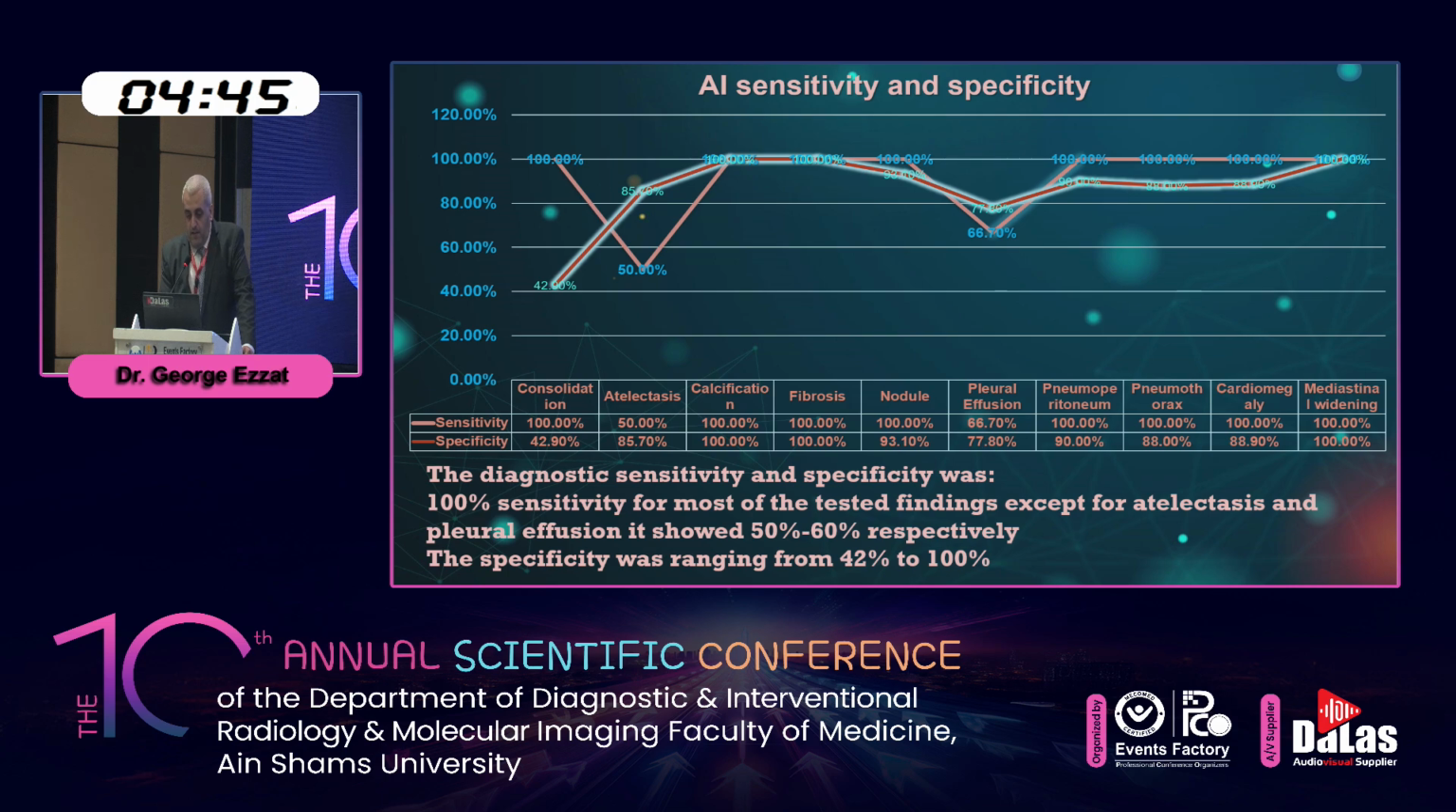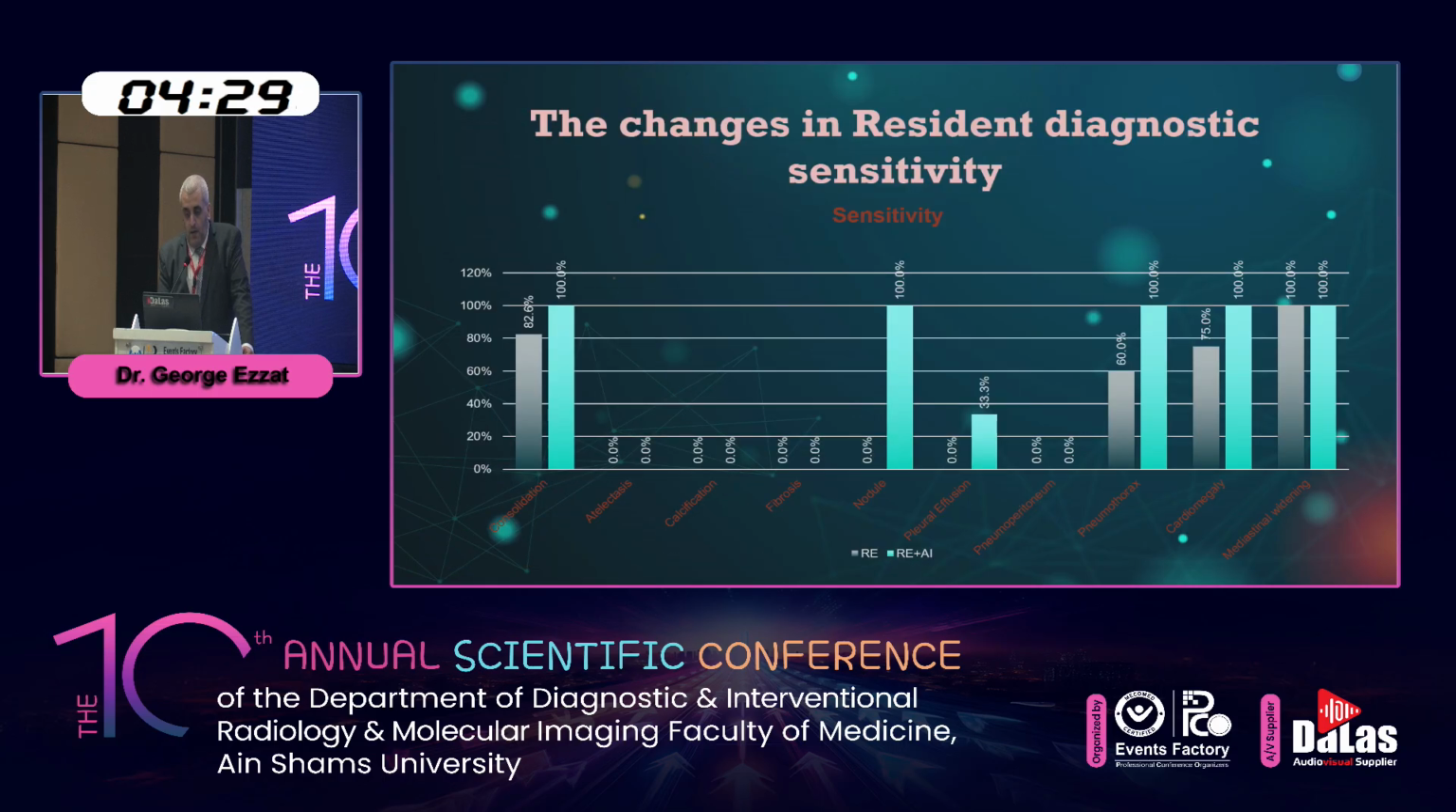This software had very good sensitivity for most of the tested findings, except for atelectasis and pleural effusion, which was relatively lower. The problem was in specificity, especially in some findings, which we'll discuss later. We can see in this graph the difference between the performance of the resident with and without AI in sensitivity. In most findings, there was an increase in the sensitivity of the resident to pick up findings after using the AI.